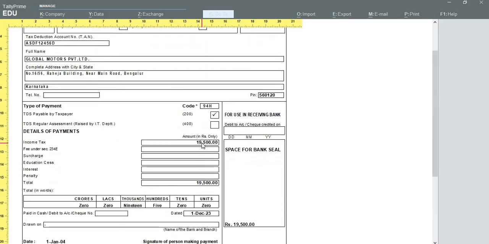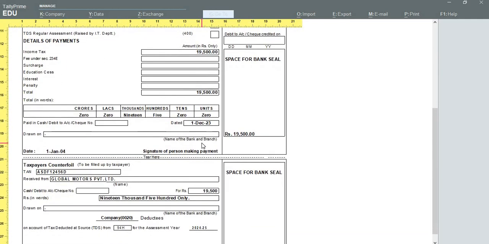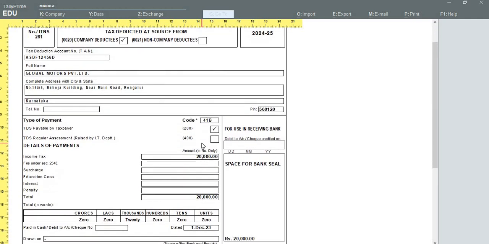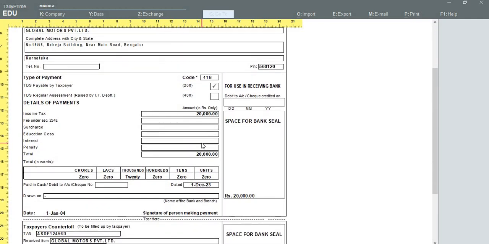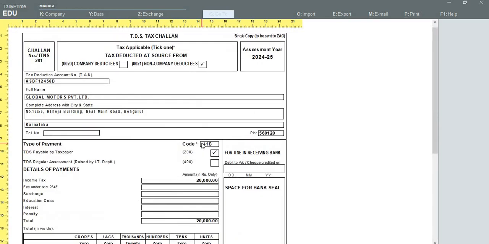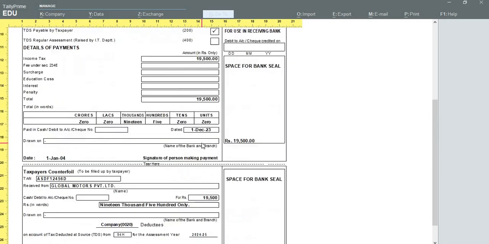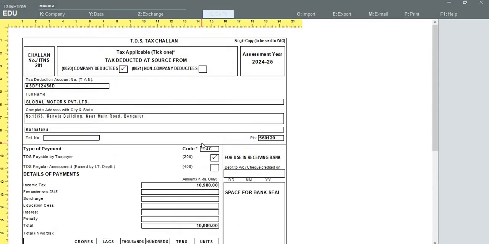Total, you can see that this much amount is payable by Global Motors to the government, and the assessment year is 2024-25. Alright, this is the ITNS 281 challan.